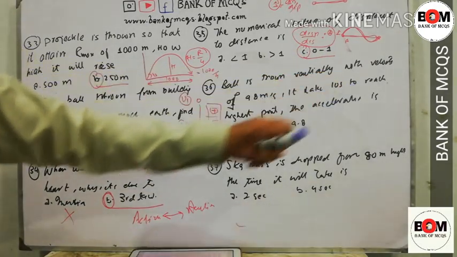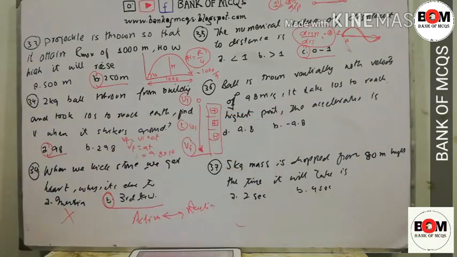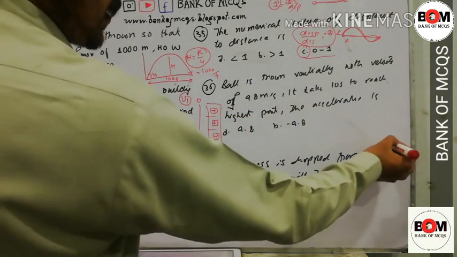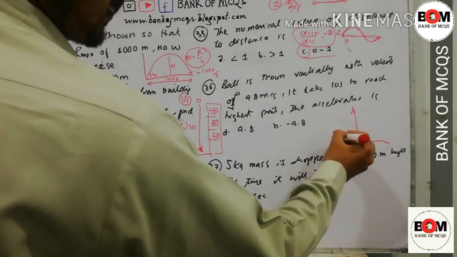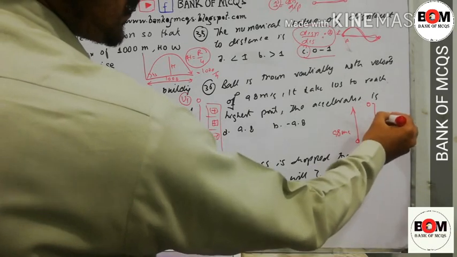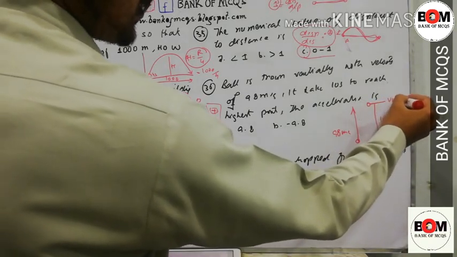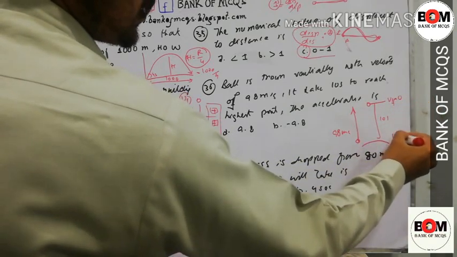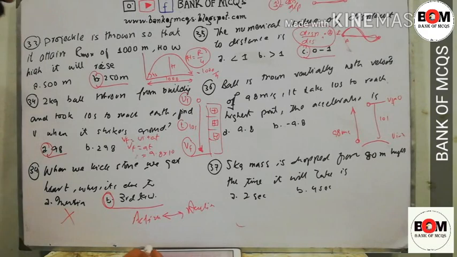A ball is thrown vertically with a velocity of 98 meters per second. It takes 10 seconds to reach the highest point. Find the acceleration. It means the ball is thrown with a velocity of 98 meters per second and to reach the highest point it takes 10 seconds, where at the highest point the body stops and velocity is equal to 0. The initial velocity was 98 and we are asked to find a.